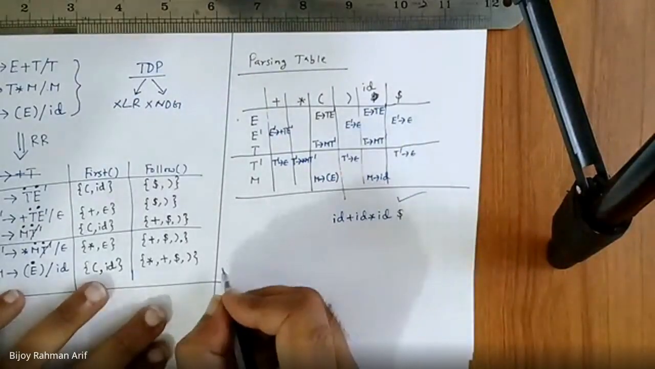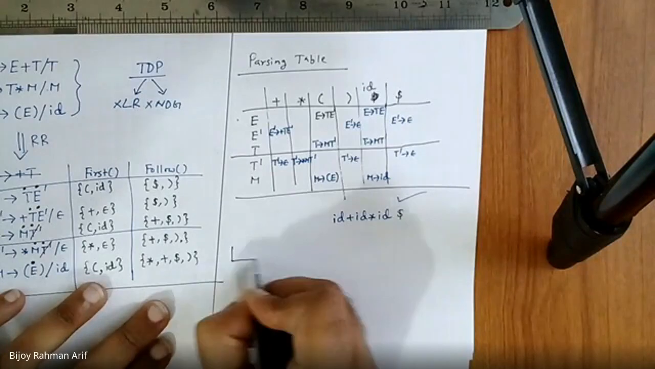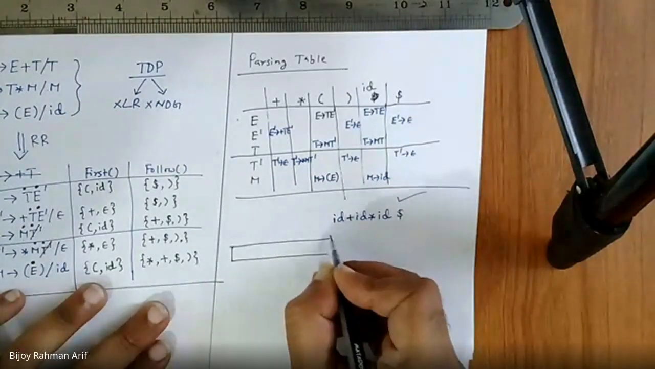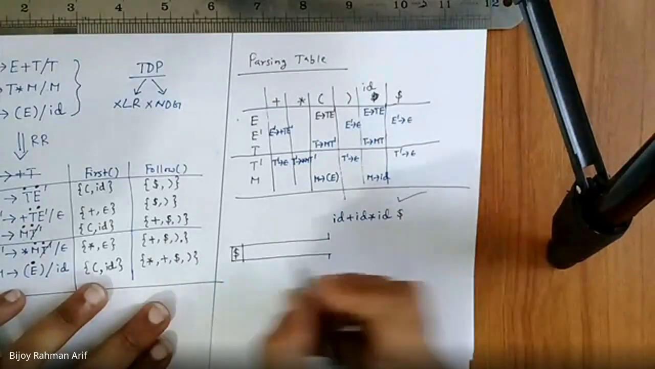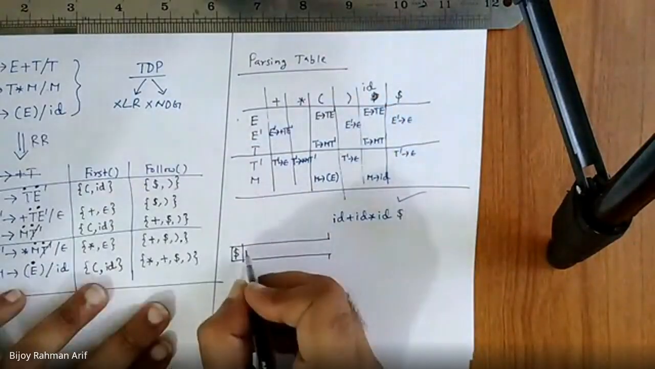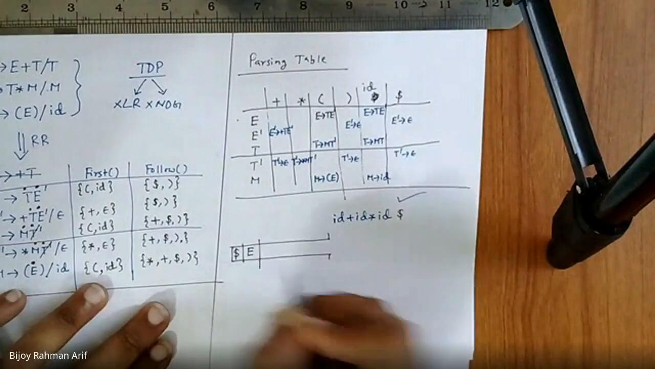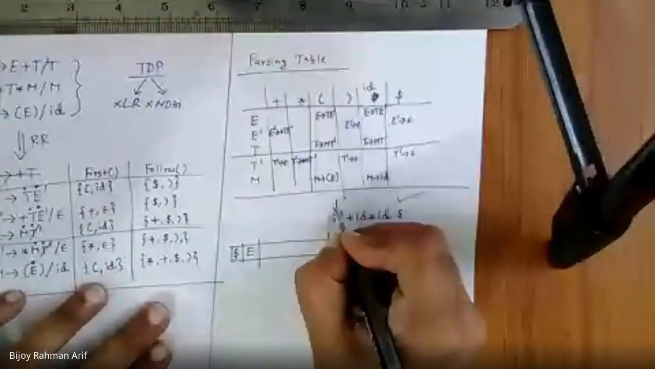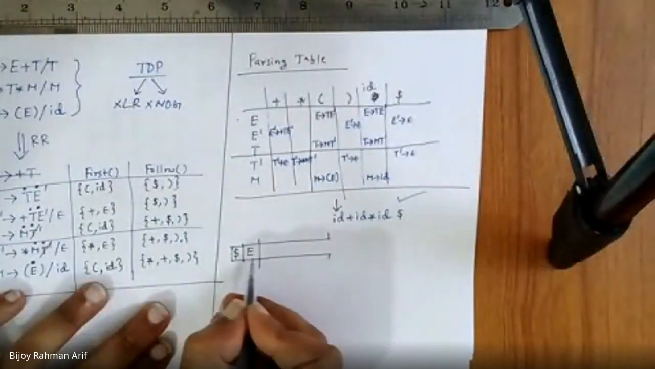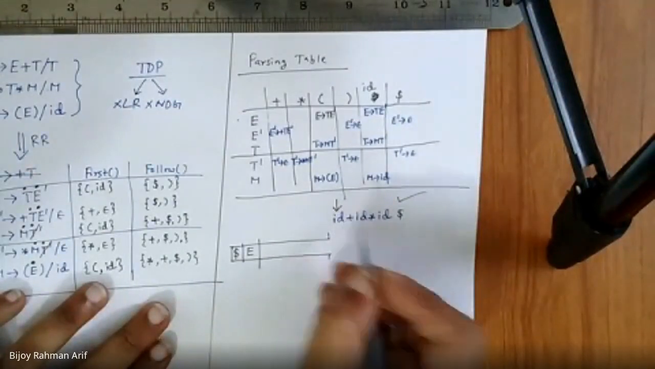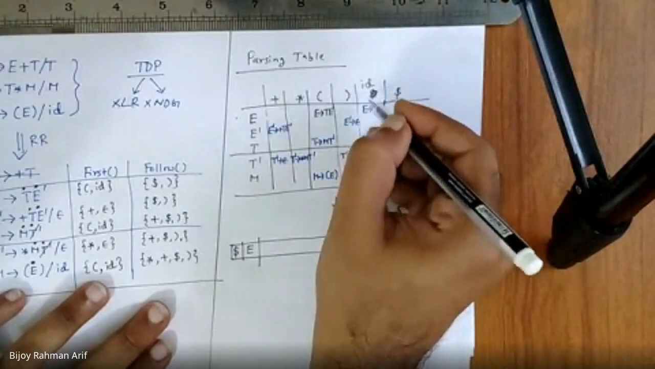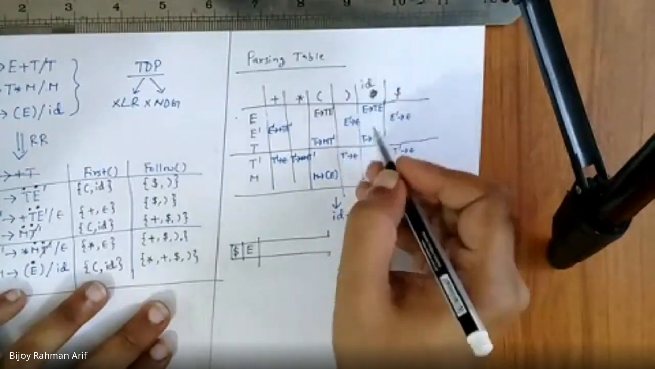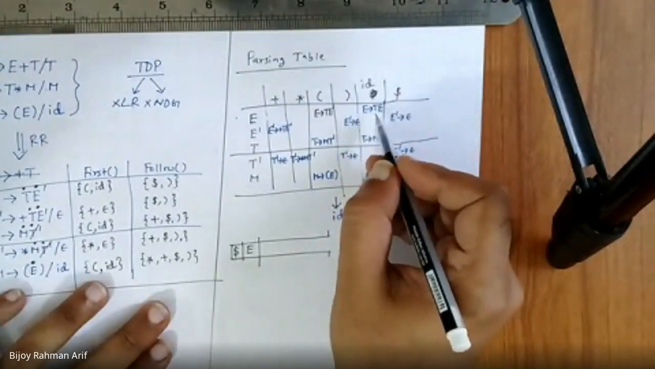And we are going to take a stack. At the bottom of the stack, there will be a dollar. And I'm going to put the start symbol, which is nothing but E. Now my current look ahead is id. So my variable is E and I'm seeing id. So which one am I going to use? I'm going to E row and I'm going to see id column. So what is the entry here? E derives T E prime.